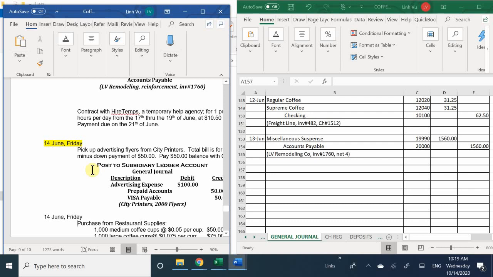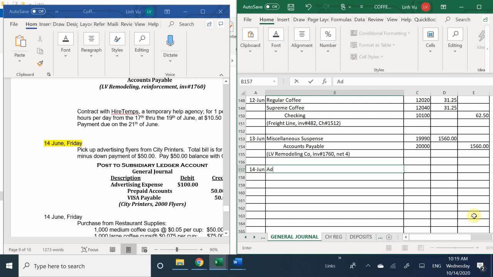So, with that being said, let's go ahead and journalize this transaction. So here we're on the 14th of June. We're completing and also entering in our advertising expense because right now we currently have only $85 in advertising expense. So we're going to complete this transaction, advertising expense, because we bought flyers.